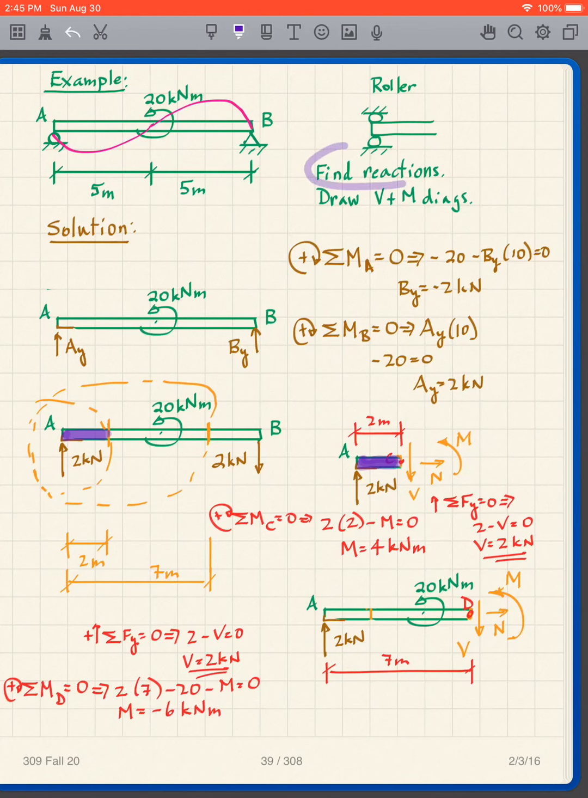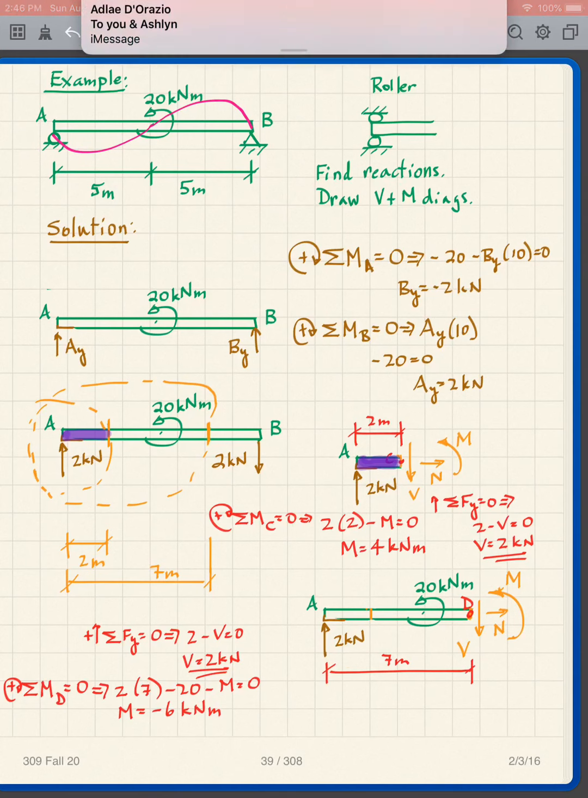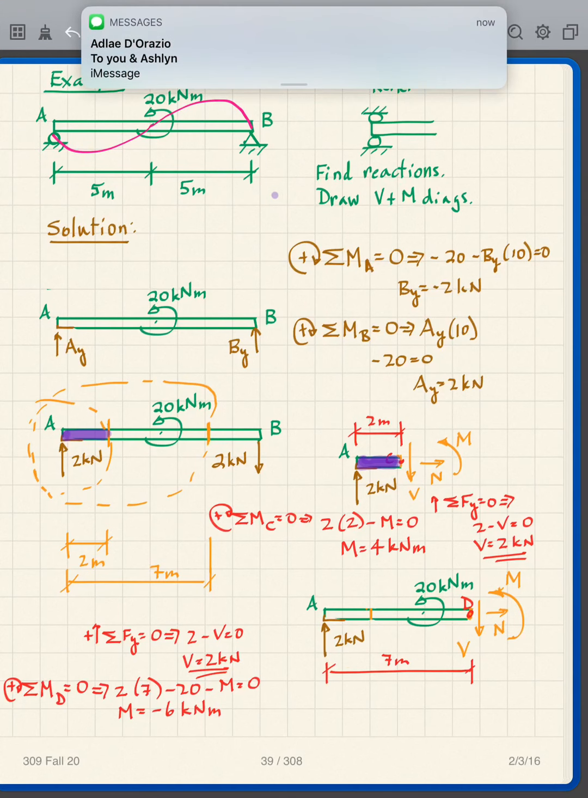First thing I'm going to do is just make sure we can all get the reactions, and we're going to draw the shear and bending moment diagrams. And I want to note one other thing: when we draw a roller in this manner, where I just draw this little circle on the bottom, that is just a schematic that is not necessarily accurate.